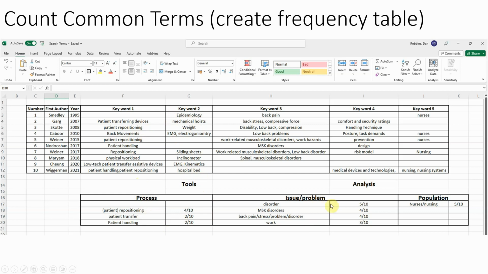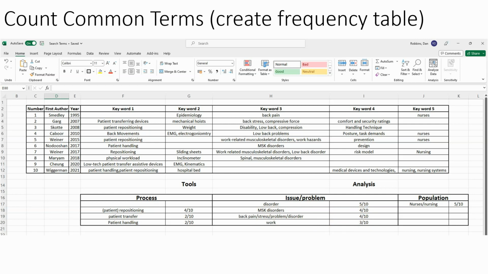When I looked at issues and problems, the word disorder was used 5 out of 10 times. MSK disorders, or musculoskeletal disorders, was used 4 out of 10 times. Back pain, stress, problems or disorders were 4 out of 10, and work was used 3 out of 10. And so once again, if I'm looking at finding key terms that are going to help me locate these articles, these are keywords that are going to be very valuable.